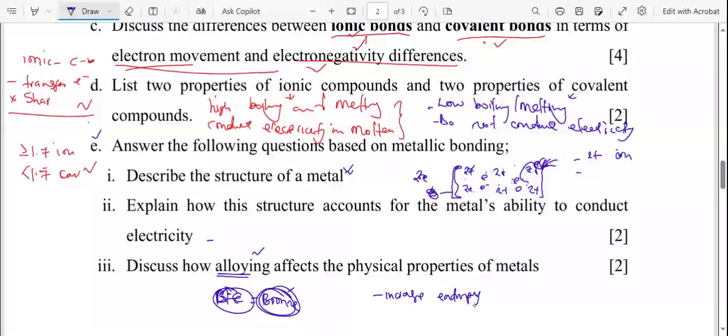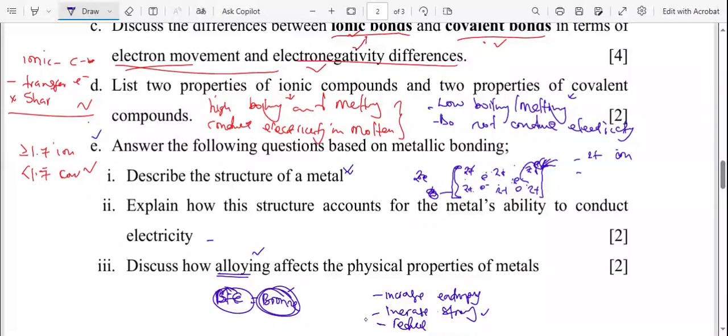The other thing that I'll talk about is that it will also increase the strength because it will be harder. Then the other thing is that it will reduce the malleability of a metal. We know what malleability means, the ability to be shaped. Even though you can change the structure into different shapes, malleability will reduce. So that is it.